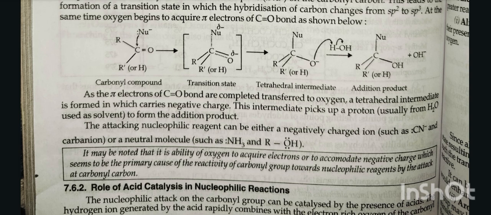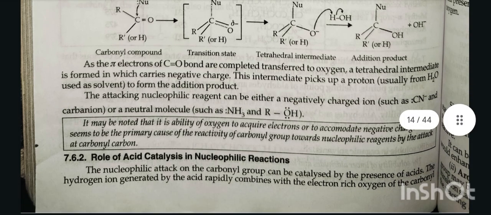As the pi electrons of the C double bond O bond are completely transferred to oxygen, a tetrahedral intermediate is formed in which oxygen carries a negative charge. This intermediate picks up a proton, usually from H2O used as solvent, to form the addition product. The attacking nucleophilic reagent can be either a negatively charged ion, such as CN negative and carbanion, or a neutral molecule.